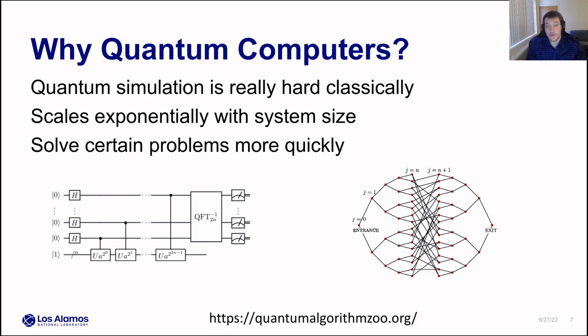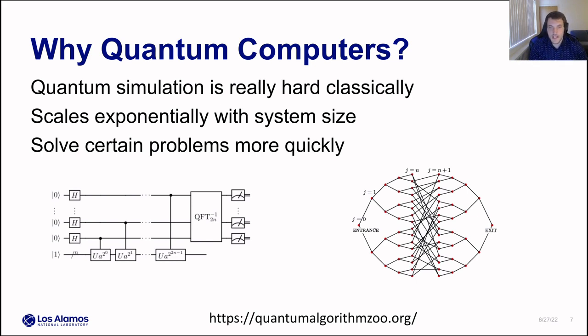And the answer is because simulating these quantum computers and just quantum systems in general is quite hard to do on a classical computer. The problem difficulty scales exponentially with system size, and the reason for this will become quite apparent later on in this talk. So the other big reason beyond just simulating quantum systems is that by doing these computations on a quantum computer, we can solve certain problems much more quickly than we can classically.